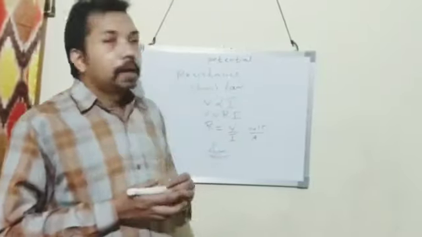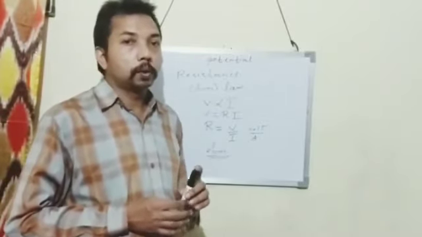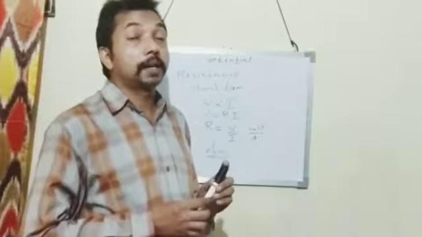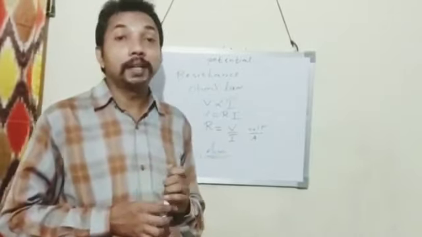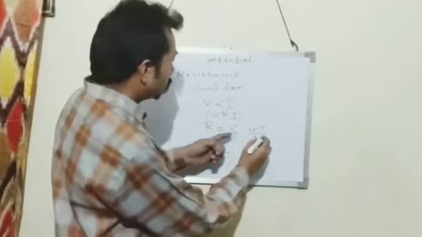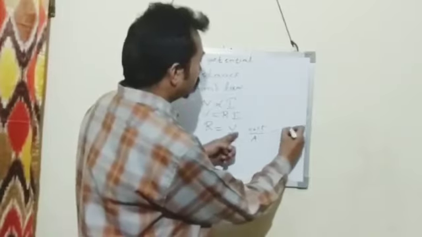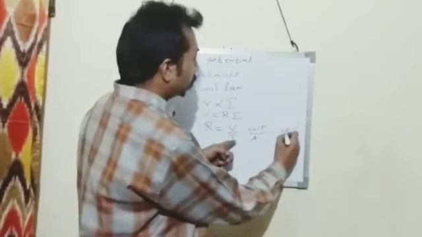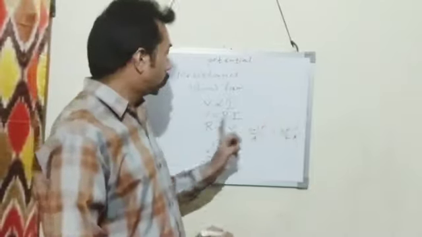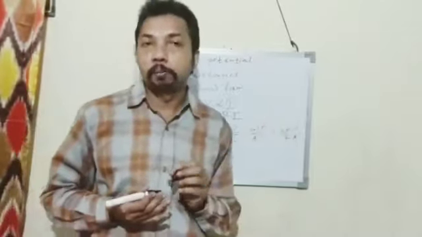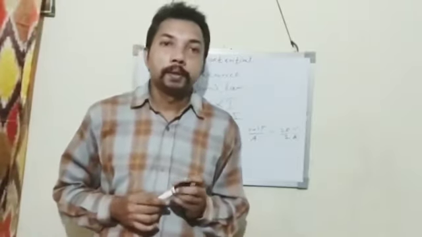Suppose a potential difference of 20 volt causes a current of 2 ampere to pass through a conductor. What is the resistance? We substitute the values in this formula. The potential difference is 20 volt and the current is 2 ampere. So resistance is 20 upon 2, which is equal to 10 ohm. This way we calculate the resistance.